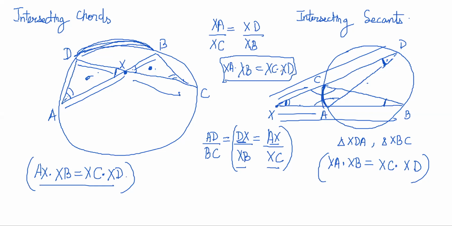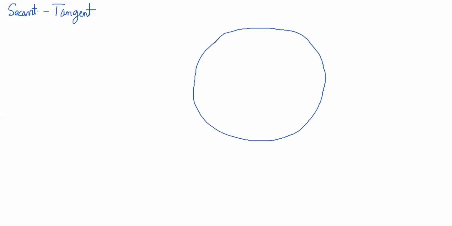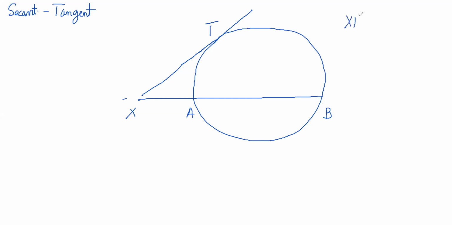Okay. Now we look at the secant tangent theorem. This is the last theorem that we'll look at right now. Secant tangent theorem, very similar to what we just saw, except one line will become a tangent. So XA squared. Correct. This will become XAB, and this will not cut two times, that is intersecting secants. This will become a tangent, suppose T. So what we will prove is that XT square equals XA into XB. So instead of two intersections, there is one intersection.